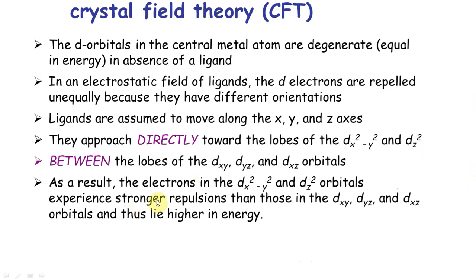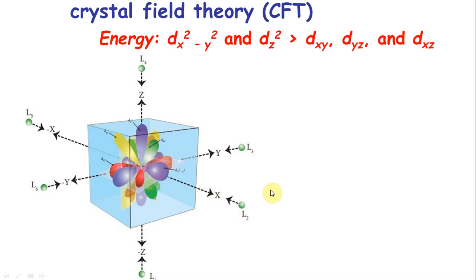As a result, the electrons in the x squared minus y squared and dz squared orbitals experience stronger repulsion. Now, let me put that in as a diagram. If you look at it, I have tried to put all five orbitals right here. I'm not sure whether you can see this.